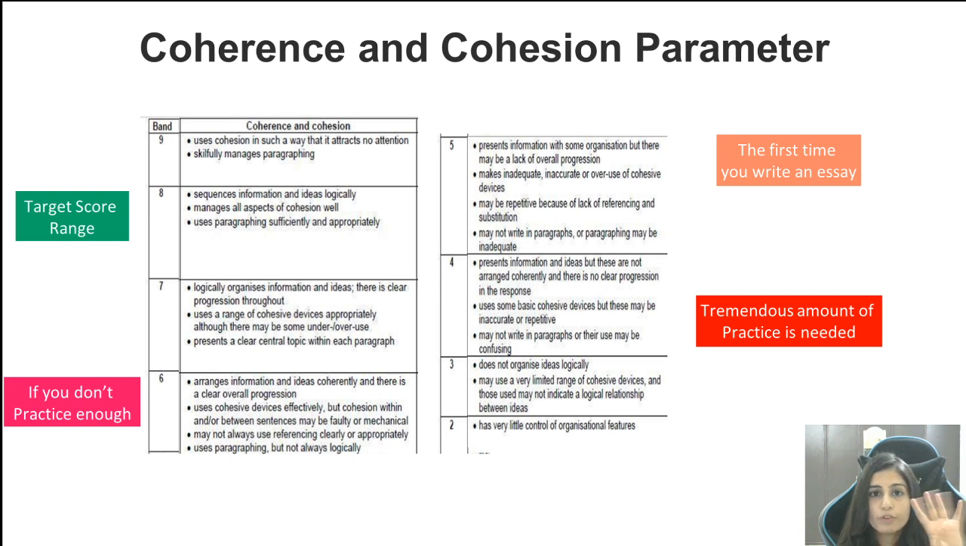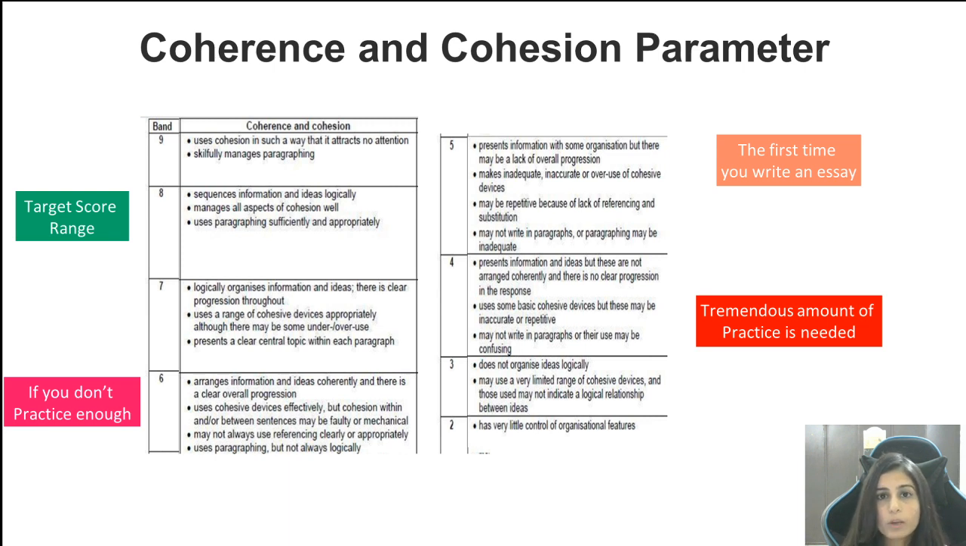We had to follow 4 things in task response. Number 1 was responding to each part of the task. So all the questions, all the parts of the questions had to be addressed. That was the first and foremost thing. The second one was that you have to write a minimum of 250 words so that you suffice the need of the task response parameter.